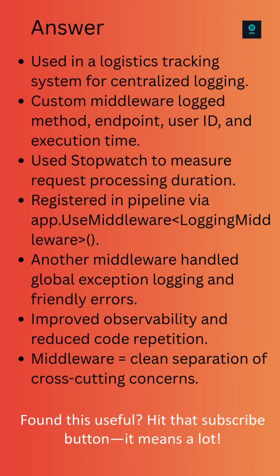To calculate timing, we used a stopwatch. We started the timer before calling the next middleware, then stopped it afterward and logged the difference. So in plain terms, it was: start the stopwatch, then let the request run, then stop the stopwatch, then log the time. This helped us spot slow endpoints easily, without touching any controller code.